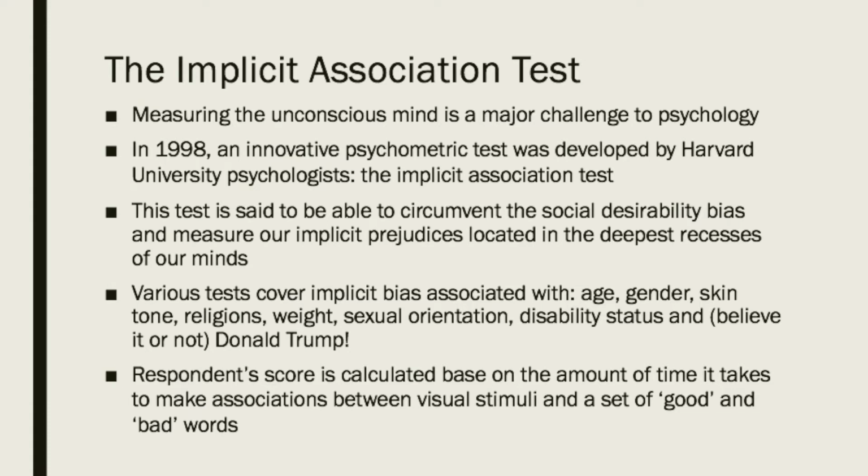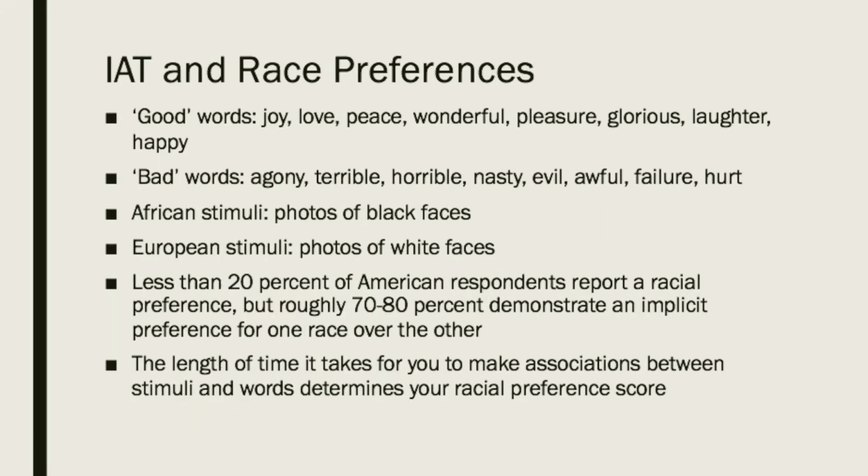In order to better understand how these tests work, let's take a look at the implicit association test aimed at measuring implicit race bias. The implicit association test is really hard to describe. I'm going to show you a video of what it looks like in just a minute, and for this week's activity, I'm going to ask you to take a couple implicit association tests yourselves. But let me try to describe the race IAT for you.